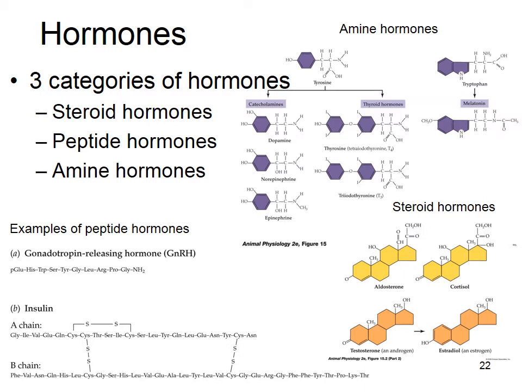So here's a really important slide. It's showing you the 3 chemical categories of hormones, and we're going to use this to talk about whether they are hydrophilic and hydrophobic. And I'm going to tell you which ones you should memorize and which ones you don't need to memorize. Okay, so the 3 major categories of hormones in humans are steroid hormones, peptide hormones, and amine hormones. And let's start with the steroid hormones.